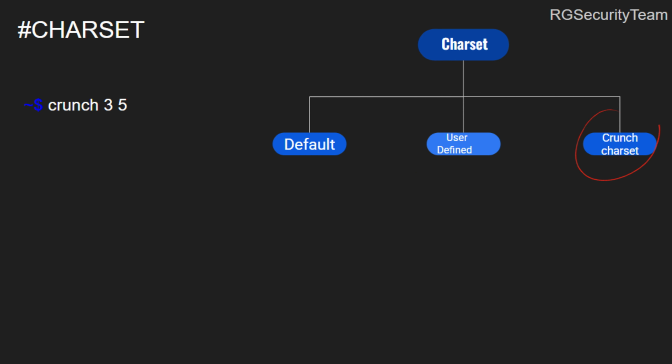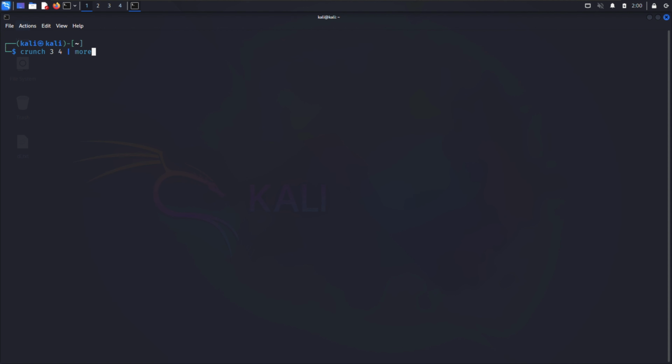Let's discuss the crunch character sets a little. The crunch tool has its own character sets, so you can simply use them to generate your own word list. It will be more handy for you. If the combination you are creating is complex, then you can take help of Crunch's character sets. Let's see how it does this.